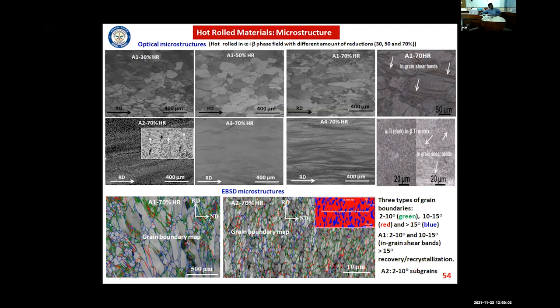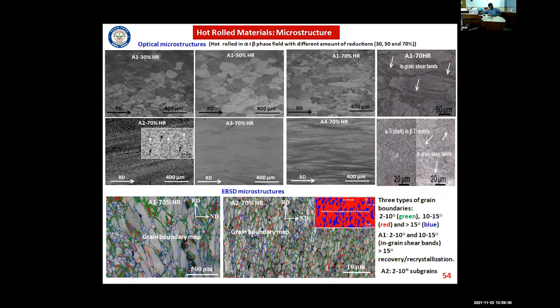If you see LIA2, the microstructure is entirely different. It shows a banded microstructure, where in the high magnification optical image you can see very fine globular alpha, and also some elongated alpha laths. This is mainly because the molybdenum content is low. In the other case, the molybdenum content is more, and because of the low molybdenum content there is a large fraction of alpha laths in this alloy.